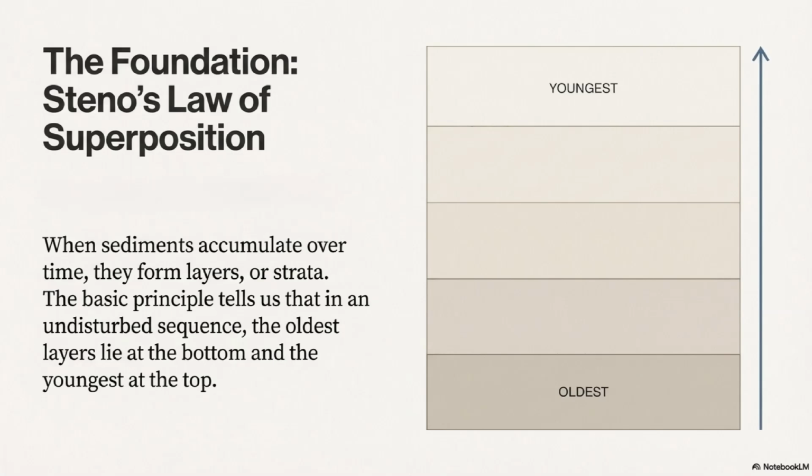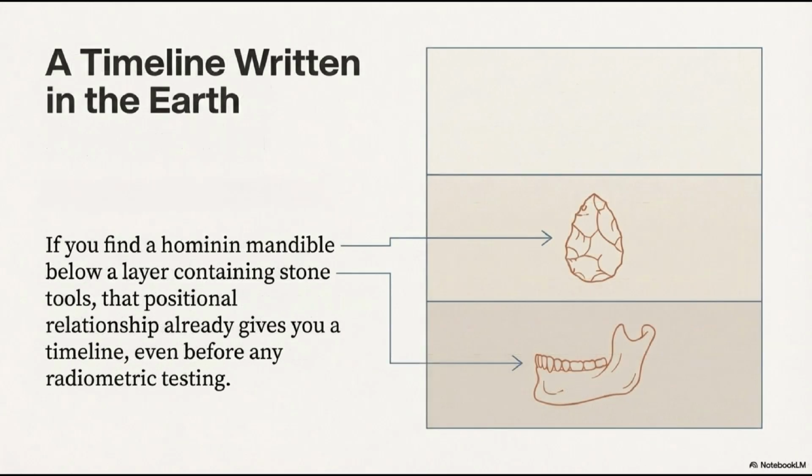Let's look at the foundation of relative dating, stratigraphy. When sediments accumulate over time, they form layers or strata. The basic principle, Steno's law of superposition, tells us that in an undisturbed sequence, the oldest layers lie at the bottom and the youngest at the top. It sounds simple, but it becomes incredibly powerful once you apply it to fossil-bearing sites.